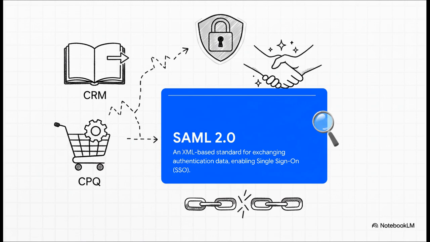Well, a big piece of the magic is a technology called SAML 2.0. Think of it as the secret ingredient for single sign-on. It's what lets a user jump from their CRM straight into the CPQ system without ever having to type in another password. It's a secure, totally invisible handshake happening in the background.